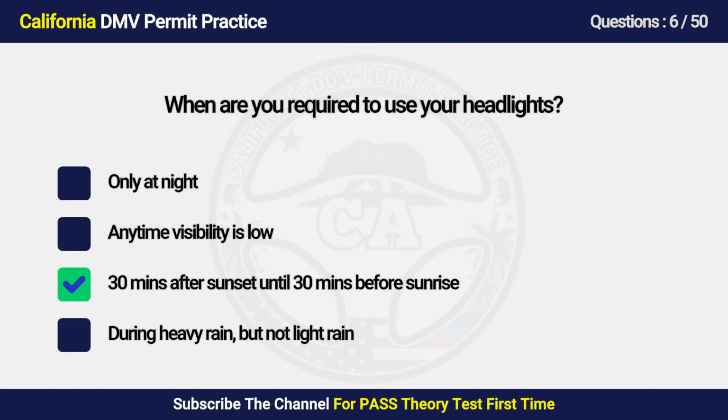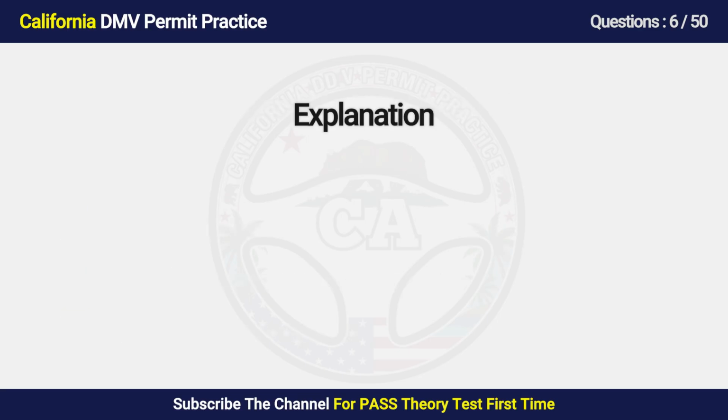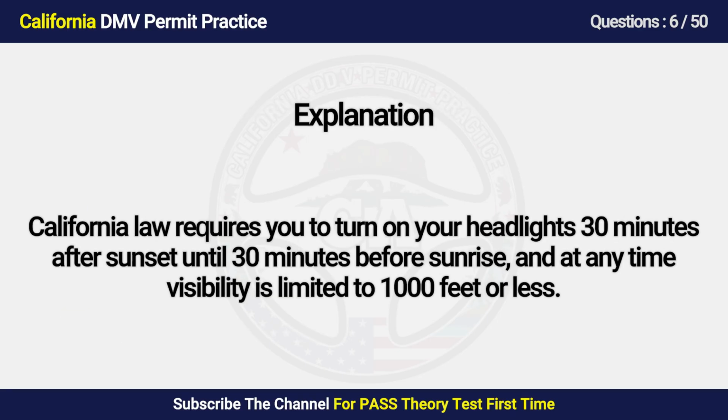Answer is C. 30 mins after sunset until 30 mins before sunrise. California law requires you to turn on your headlights 30 minutes after sunset until 30 minutes before sunrise, and any time visibility is limited to 1,000 feet or less.